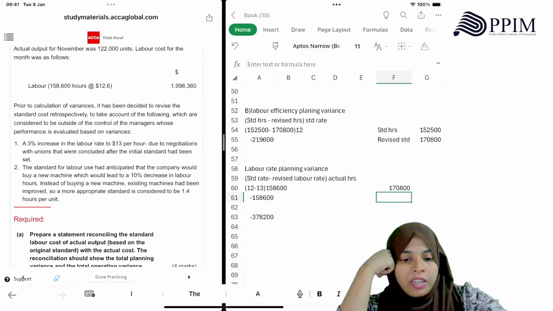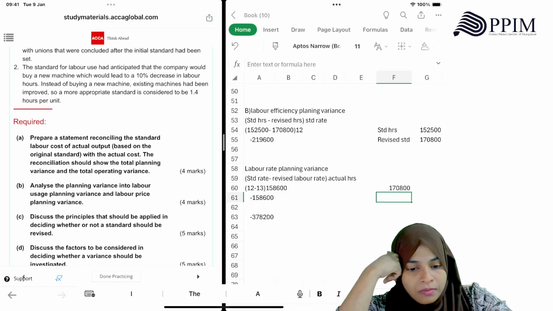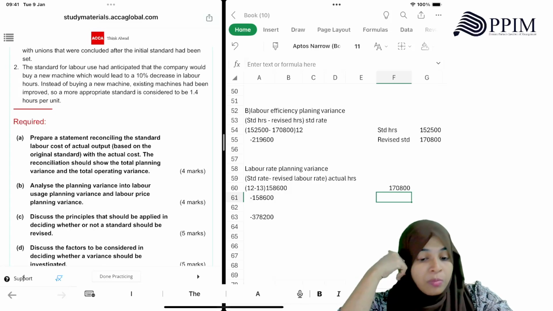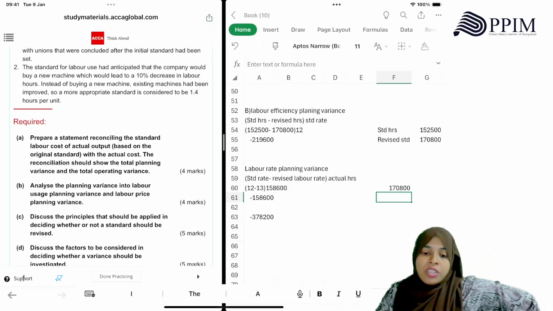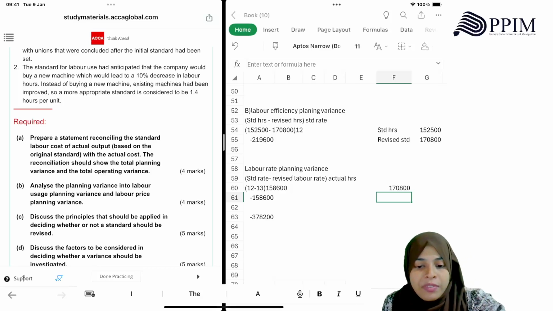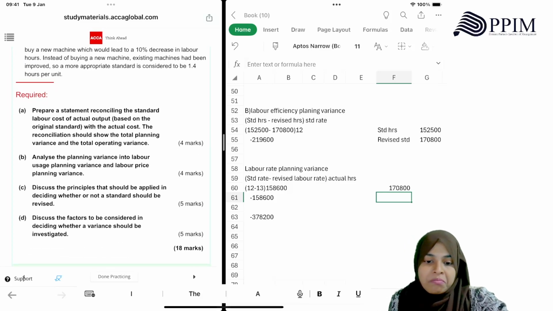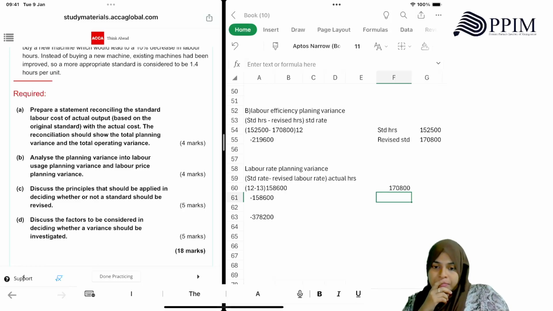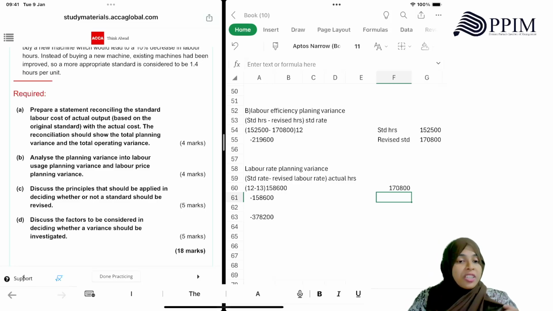But in the exam, how will they have marked this? It's a very conflicting situation because we can't change a formula like that. Analyze the planning variance into labor usage and labor price planning variance. Check it. Labor rate, labor price. In this, if you take the 390, 400, then we put the first variance, 378. It's not about getting the answer, it's about the logic. Can you understand?